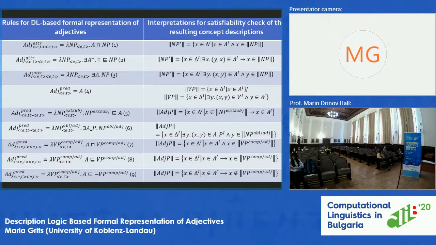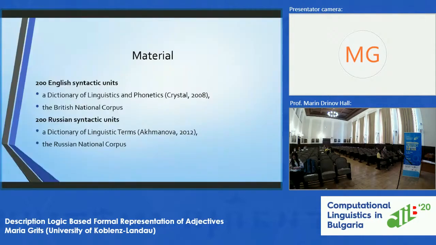So these are the rules and interpretations for satisfiability check of the rules. The first column introduces 9 rules for DL-based formal representation of adjectives. The first 3 are intended to render attributive adjectives, and the following rules were designed for predicative adjectives. The second column introduces interpretations of the concept descriptions obtained by virtue of the rules. If a set obtained by interpretation can be found in a domain, the rules are supposed to have been applied successfully.